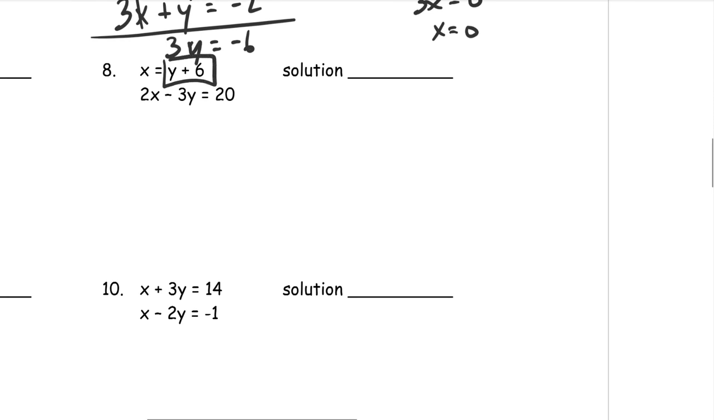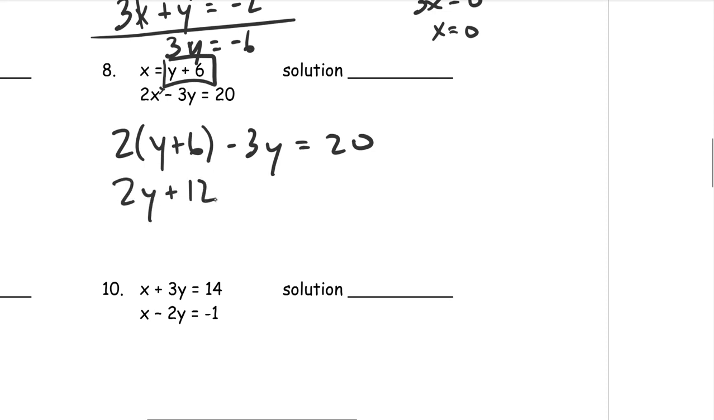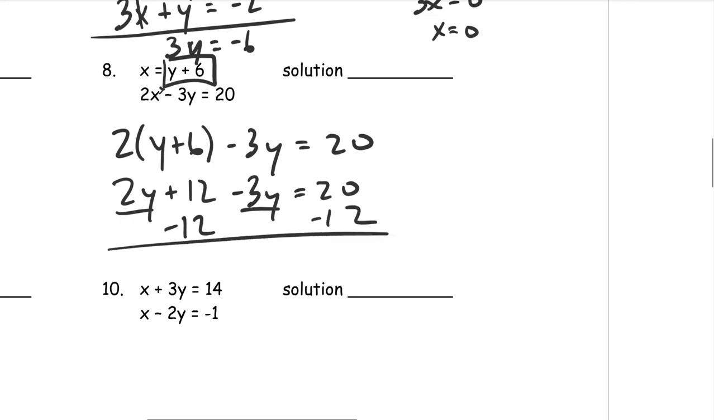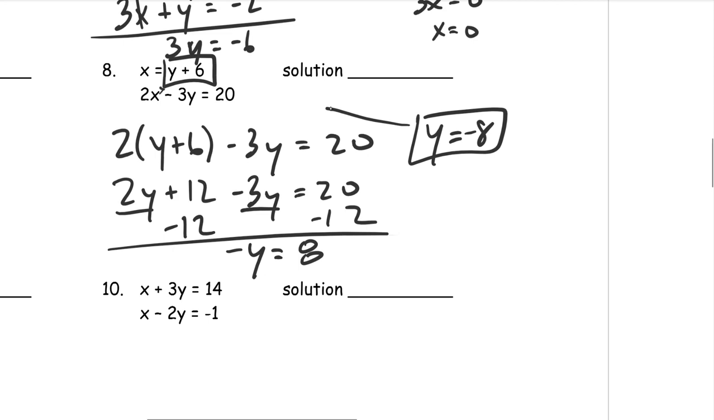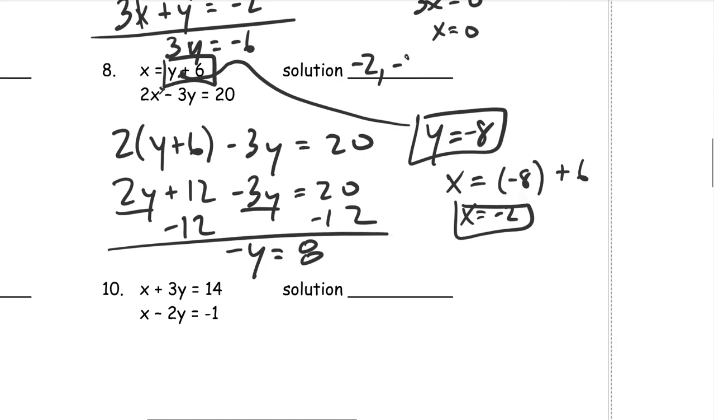8 is already solved for x, so we'll substitute this in for x right there, so 2 times x minus 3y equals 20, substituting in y plus 6, 2y plus 12 minus 3y equals 20. 2y minus 3y, and subtract 12, that makes negative y equals 8, so y equals negative 8. Plug that in here, x equals y plus 6, negative 8 plus 6, x equals negative 2, so our solution is negative 2, negative 8.